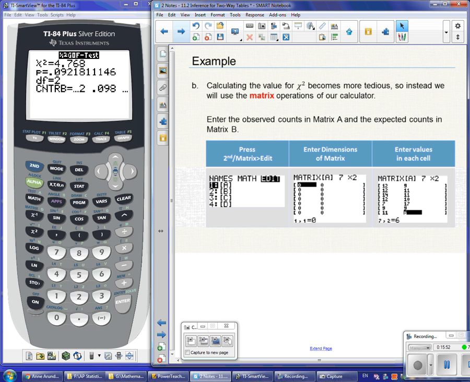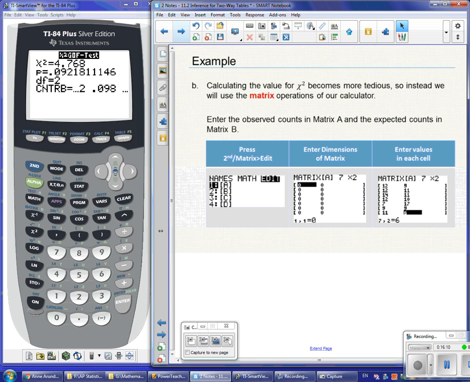But basically, a matrix is just a two-way table. It could be a 3 by 5, but basically we have different rows and different columns that we can enter into the calculator, and we can perform mathematical operations with matrices. We can add them, subtract them, we can multiply them.